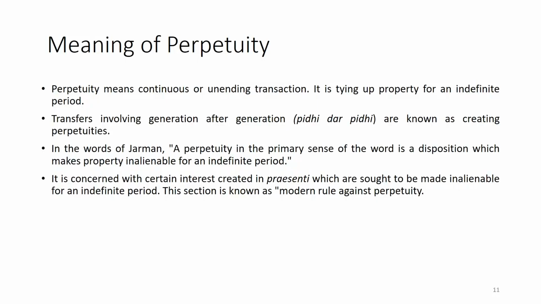So, any condition should not be made which will make the property not transferable in perpetuity. Okay. I told you earlier also that it is always in the interest of property as well as of society that property should always be in transferable form. It is about immovable property being transferred continuously, from one generation to another generation, like that. So, perpetuity means continuous or unending transaction.